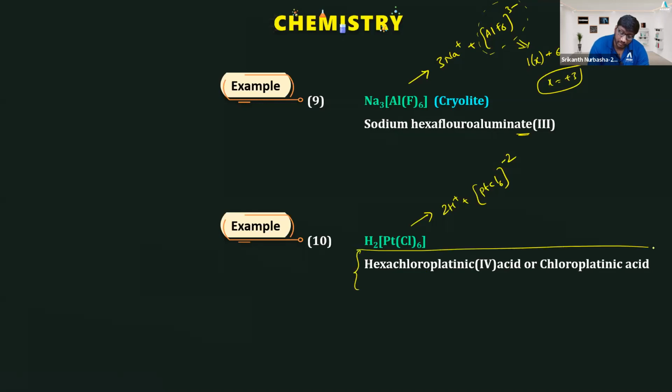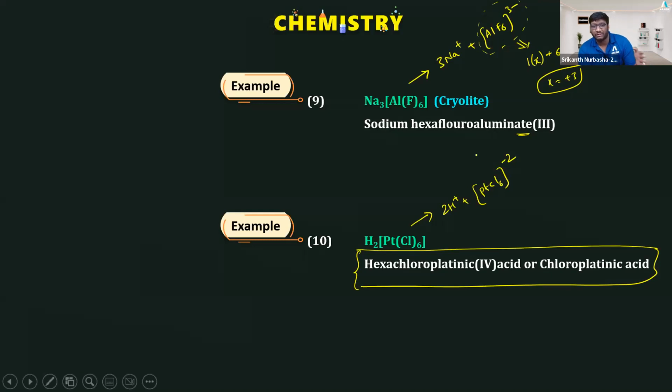Write down this. If you apply your general logic of IUPAC nomenclature for naming complexes, you should first name the cation. So here you have hydrogen. Then you write hydrogen hexachloroplatinate, oxidation state of platinum is 4. Hydrogen hexachloroplatinate(IV). That is the generally predicted name. But why has this name been given as hexachloroplatinic(IV) acid or chloroplatinic acid?